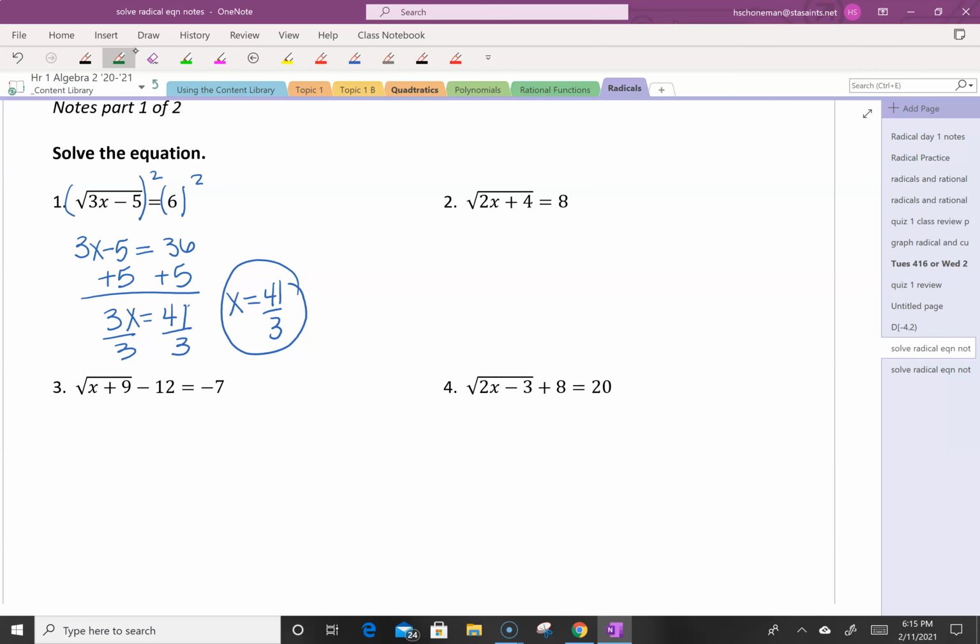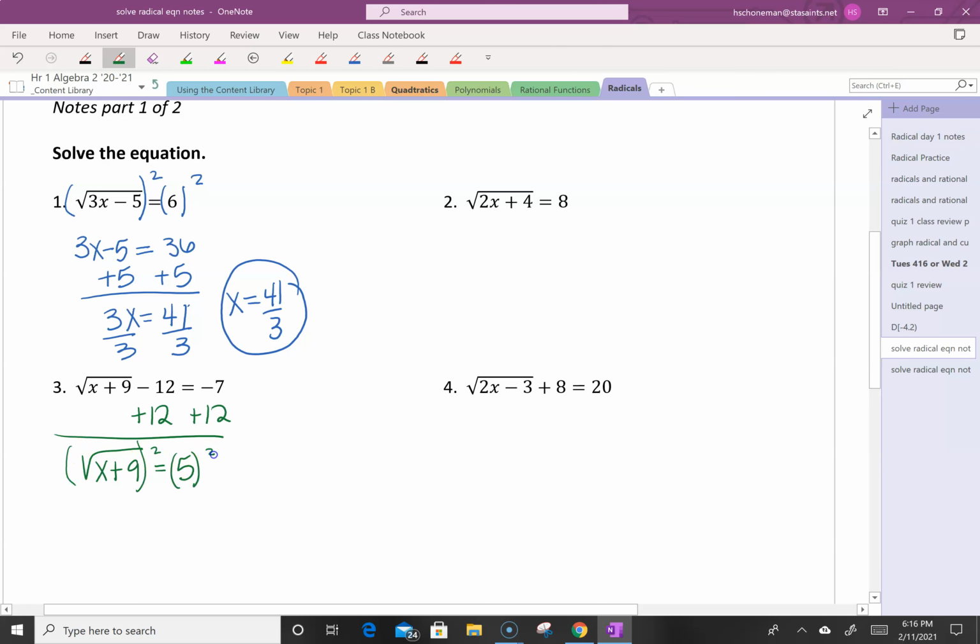On number 3, the radical is not by itself. This negative 12 is over here, and I need to get that negative 12 to the other side so that I can get the radical by itself. So to do that, I'm going to add 12 to both sides. So I'm going to get the square root of x plus 9 equals negative 7 and 12 is 5. So then to solve, I'm going to square both sides.